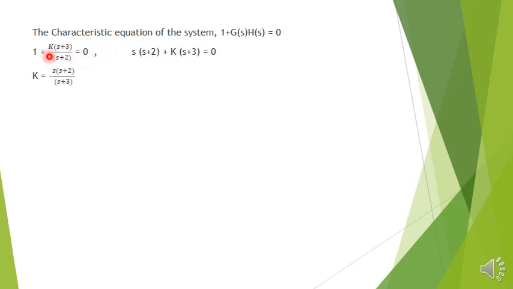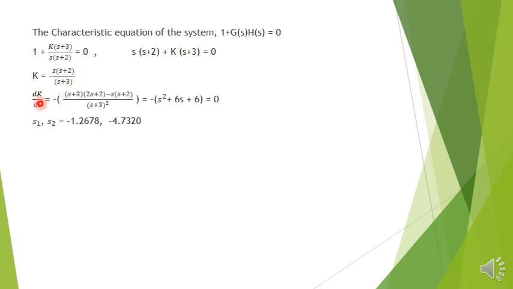So for this particular problem, 1 + k(s+3)/(s(s+2)) = 0. If I take the LCM, the common denominator, s(s+2) + k(s+3) = 0. After the characteristic equation, I need to obtain k as a function of s. So by rearranging this, I will get k = -s(s+2)/(s+3). So next is differentiating k with respect to s and equating to 0.